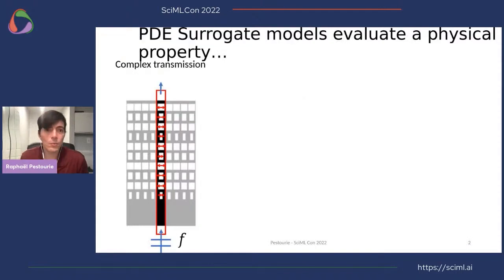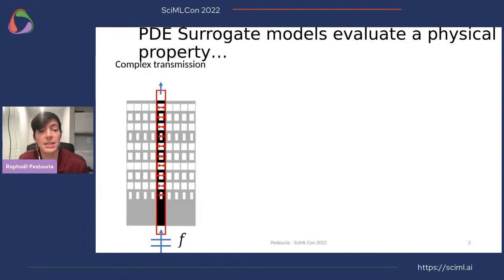What is a surrogate model? It is a learned model that fits a particular outcome of a partial differential equation, which I will call PDE. It is not a solver that computes the solution for the PDE, but rather a data-driven model, which will fit a particular property of the PDE solution.